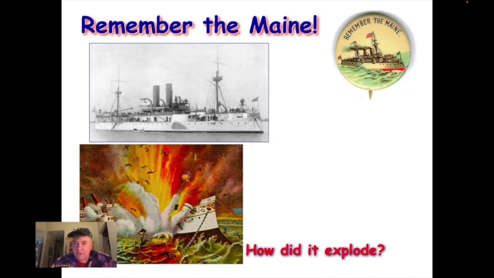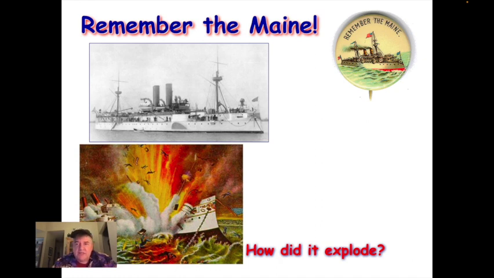How did it explode? Well, of course, the yellow journalists are going to tell you how it exploded. But in reality, it's most likely it exploded because of coal. These type of ships ran on coal, and often it would overheat, and if there were any ammunitions nearby, those would explode. And so this was not uncommon. And so this happens. The Maine blows up, right? And it becomes the battle cry of America. Remember the Maine and the war with Spain.